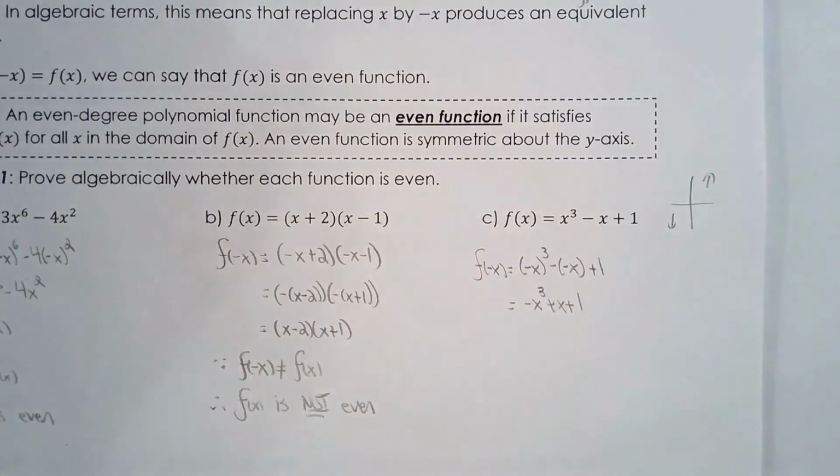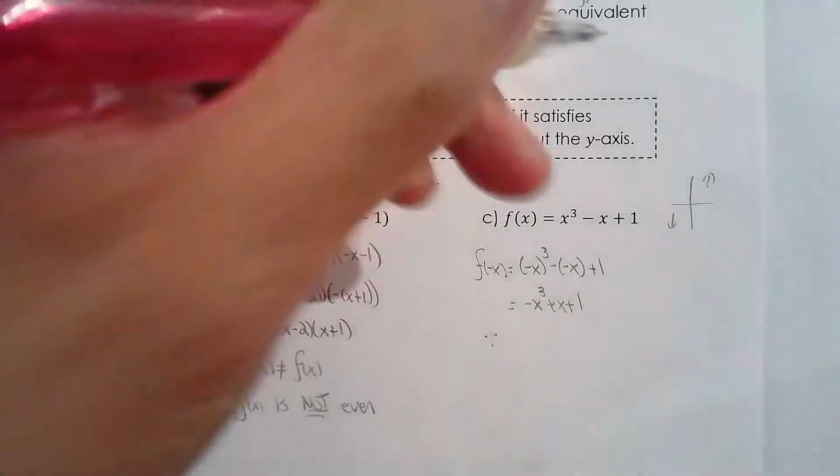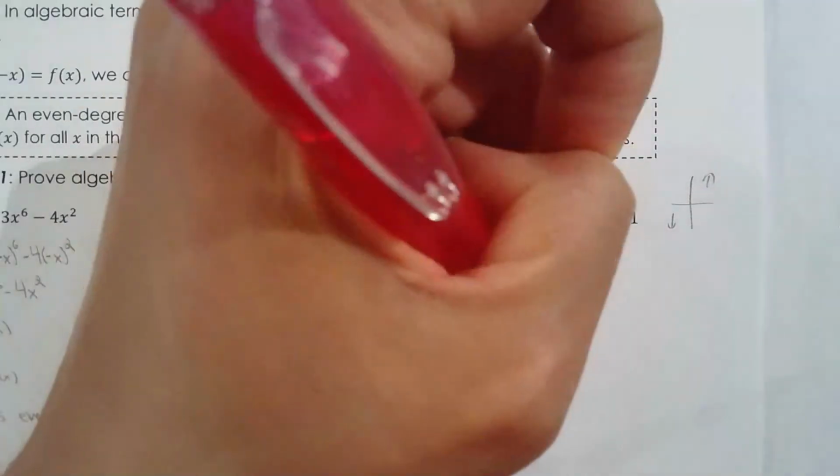Okay, yep, certainly not the same. And as expected, all odd degree polynomials will not be even functions, which makes sense based on the idea of symmetry.